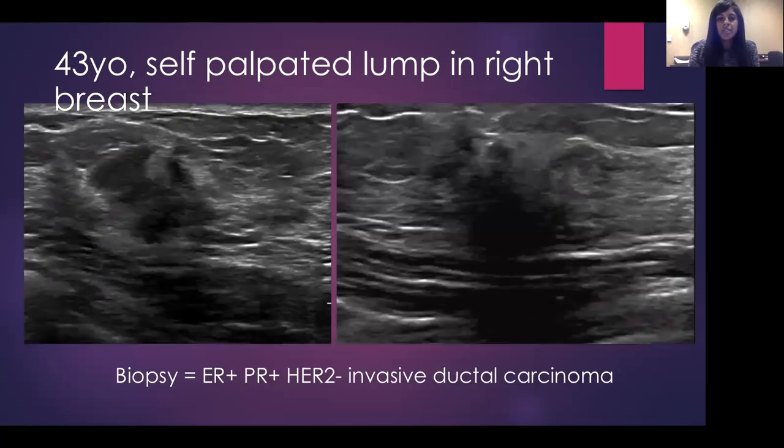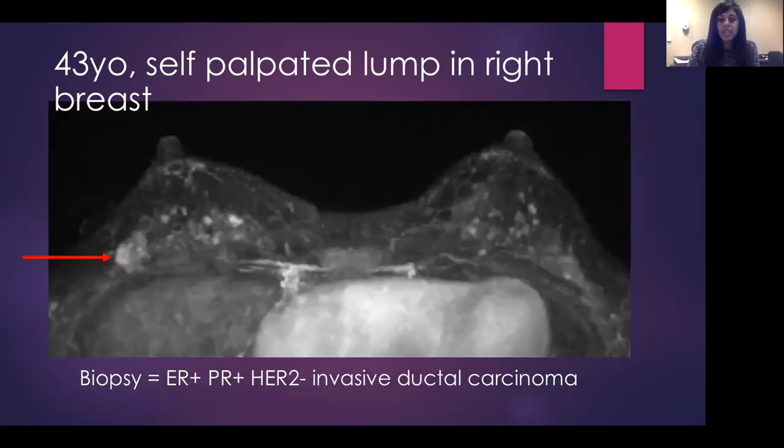But on ultrasound, you can see that there is an underlying 1.5 centimeter irregular mass. So she underwent an ultrasound core biopsy, and this yielded an ER/PR positive HER2 negative invasive ductal carcinoma. She had an MRI, and this also very clearly shows the 1.5 cm biopsy proven malignancy.